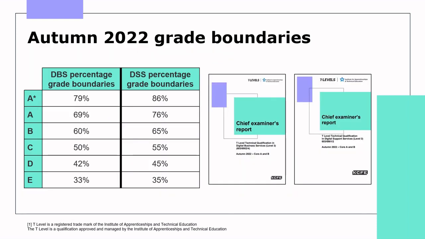Now, the latest sitting of these core assessments happened in December 2022, so December just gone. And here are the grade boundaries for the exam subcomponent, which can be found in the Chief Examiner's report. For easiness, I've also converted the raw mark required in the assessment into a rounded percentage. And so we can see that just over half the responses needed to be correct for a C grade. So 50% for digital business services for a C, 55% for digital support services.